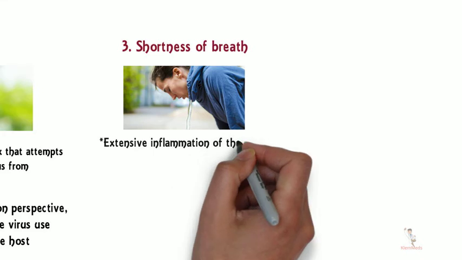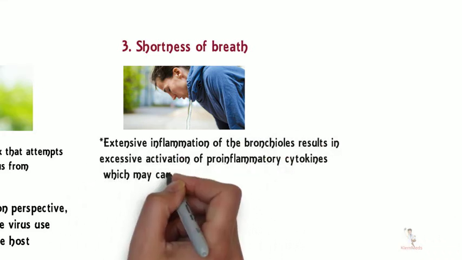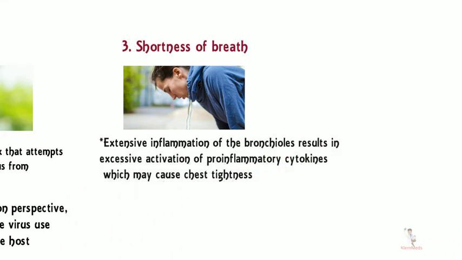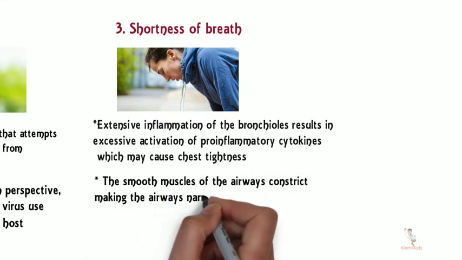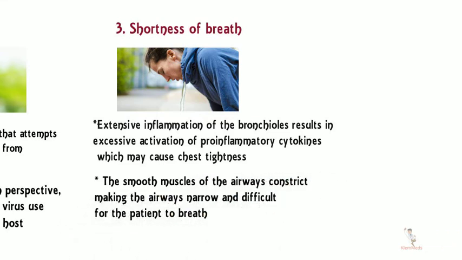So the third symptom is dyspnea, what we call shortness of breath. The reason we experience shortness of breath is that there is extensive inflammation of the bronchioles, which results in excessive activation of pro-inflammatory cytokines like interleukin-1 beta, interleukin-6, and TNF-alpha. And there is also chemotactic aggregation of the T lymphocytes at the site of inflammation. This causes tightness of chest. Again, smooth muscles in the airways get constricted when there is inflammation or when there is invasion of the virus, making it difficult for the person to breathe. Because when there is constriction of the smooth muscles, the airways through which the person breathes become very narrow.